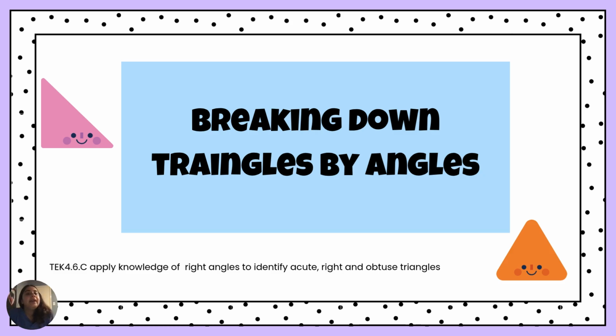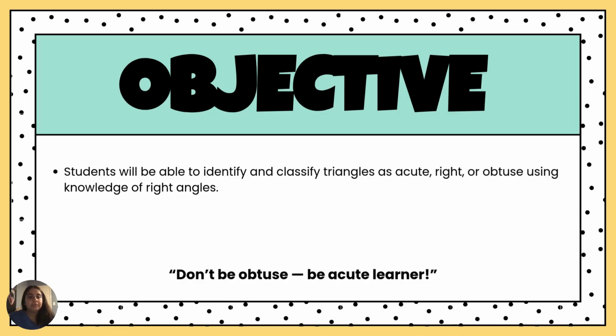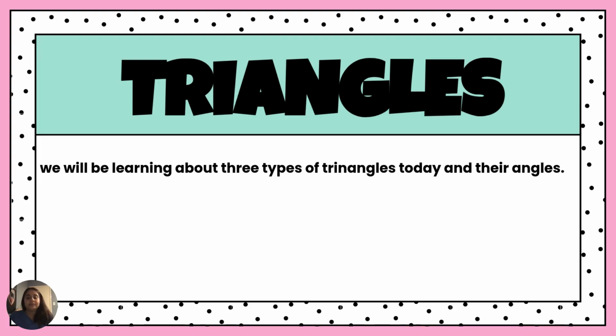Good morning, fourth grade. Today we will be learning about triangles. So, the name of our topic will be called Breaking Down Triangles by Angles. Our objective today will be to identify and classify triangles as acute, right, or obtuse using knowledge of right angles. Our little slogan of the day is: Don't be obtuse, be a cute learner.